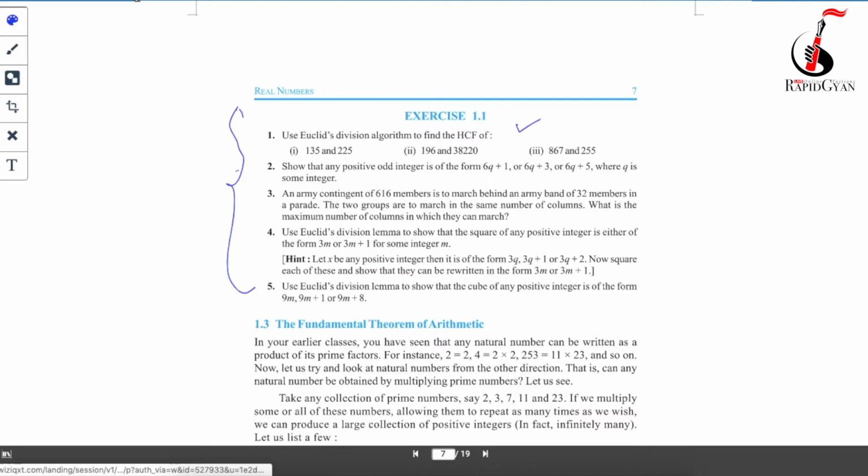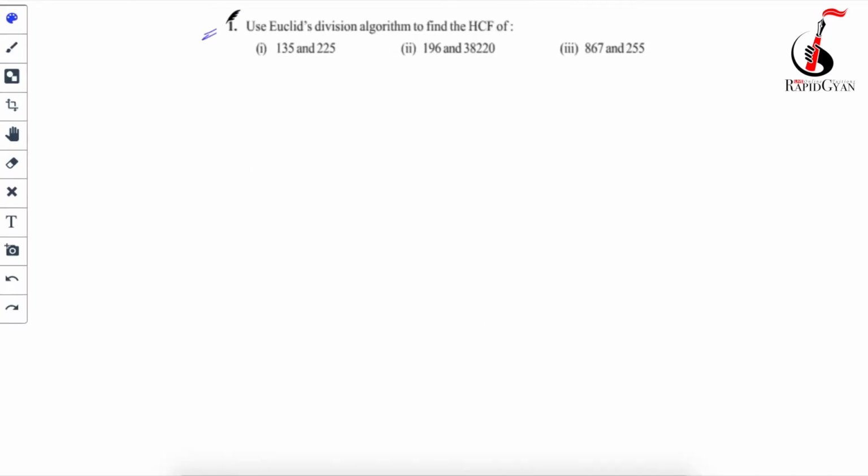So I will go ahead over here. Okay, so we are going to solve this question 1. Question 1 is saying to use Euclid's division algorithm to find the HCF of these three parts given over there. So we will start with the first part, which is find the HCF of 135 and 225.